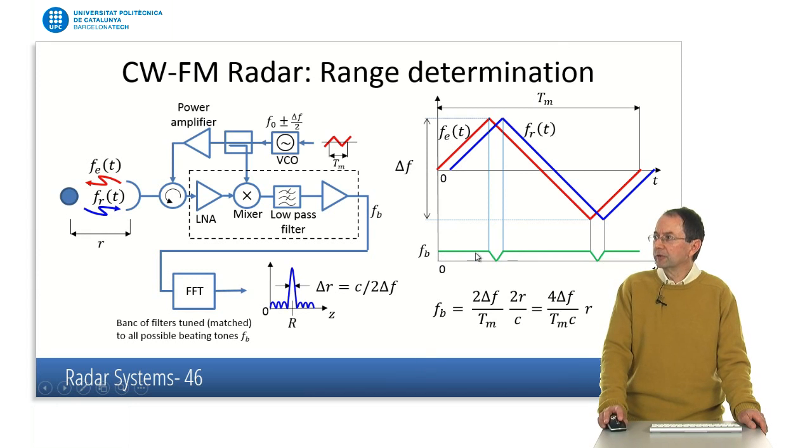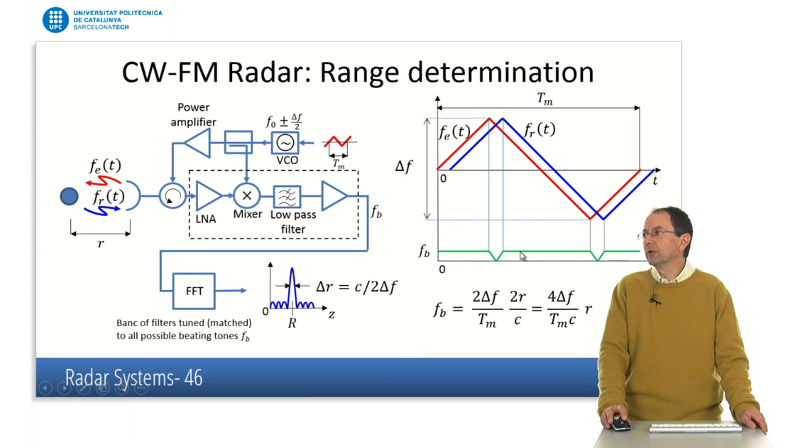The beating tone is mostly constant, and this beating tone is proportional to the range of the target. This is the product of the slope. This term is the slope of the modulation. This term here is just the delay of the target, and we obtain a beating tone proportional to the range with a constant factor here, which depends on the modulation parameters of our radar.